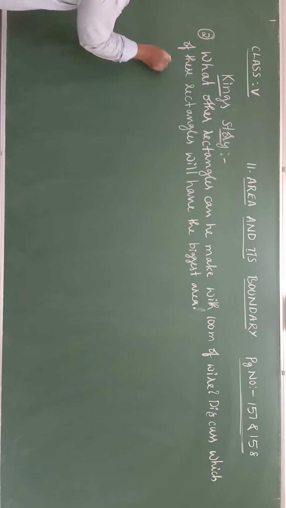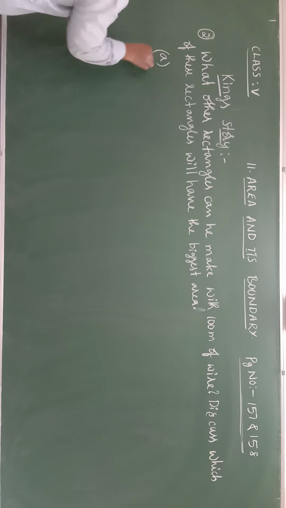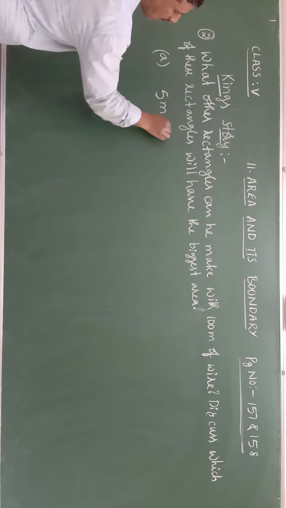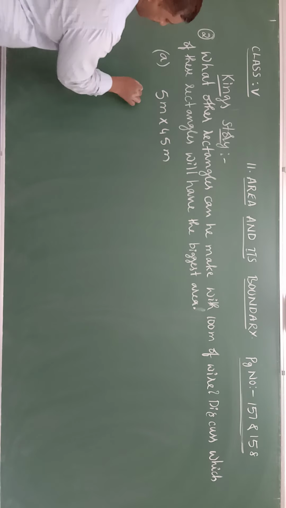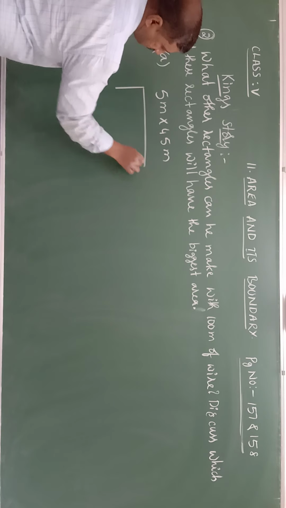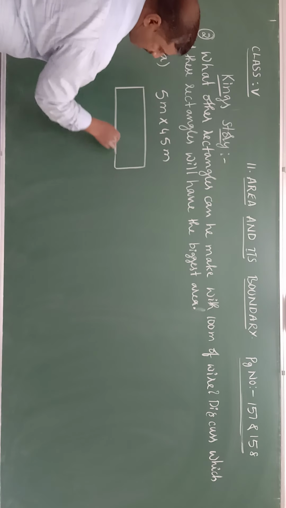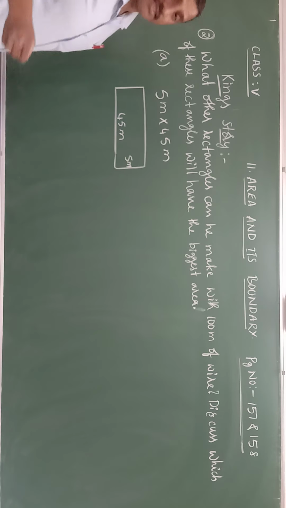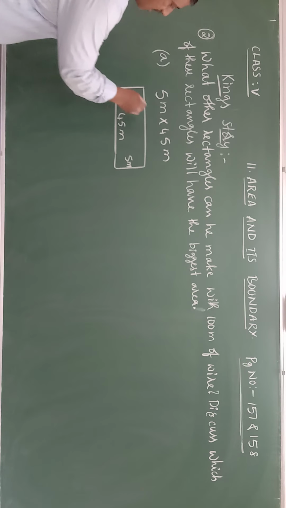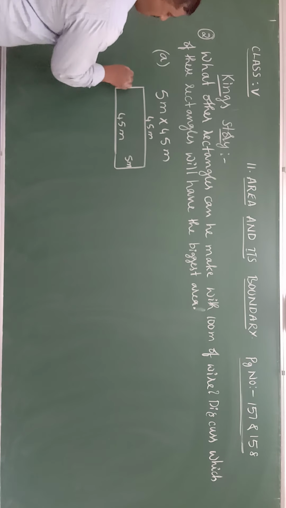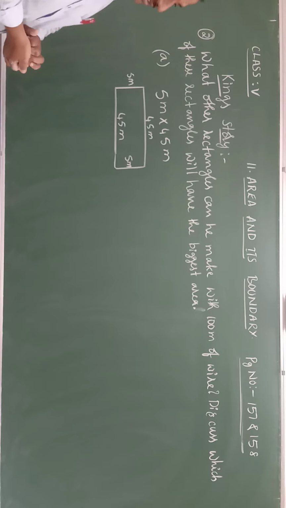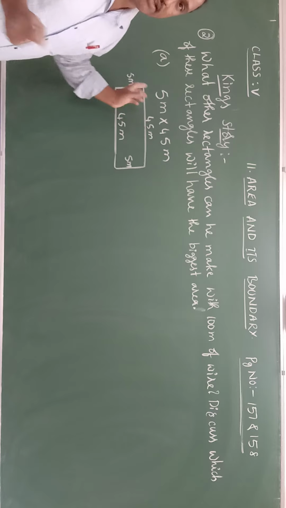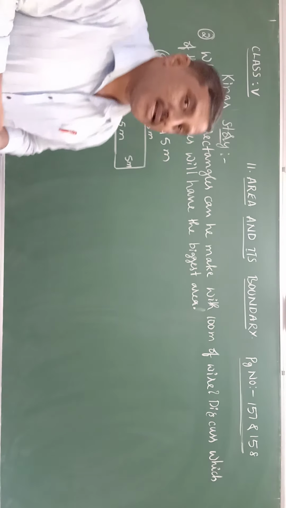So we will discuss three cases here. We can discuss many cases. A rectangle with 5 meters into 45 meters. Let this be a rectangle with 5 meters as the width and 45 meters as the length. Now this side is also 45 meters and this is 5 meters. 5 plus 45 is 50. 50 plus 50 is 100 meters of wire.